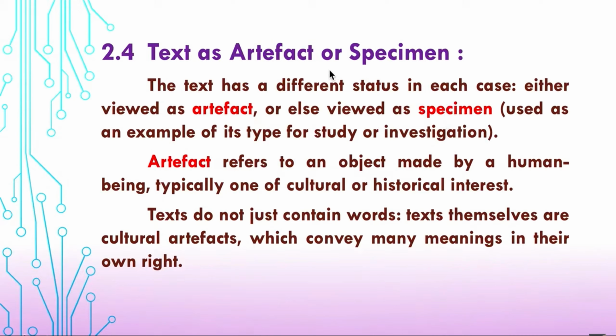So text as an artifact or a specimen means that text is not only a written piece, not only a spoken form. Text may be valued as an artifact or a specimen. Text may be considered an important piece of memory of the past, of the contemporary time, depending upon how we look at the meaning. So text is not just spoken words and written words. Text has its own cultural or historical relation.